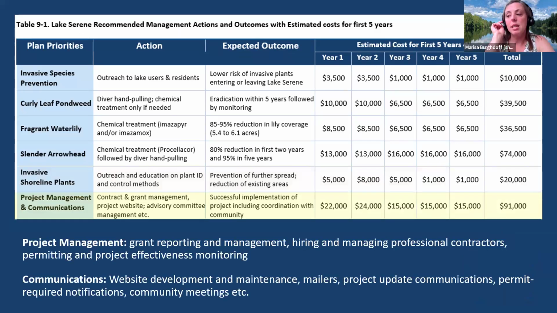Okay, the last piece is that the prices we gave you above are to do the actual work. It doesn't include anything for project management or the communications around the project. And so that's what this last line is. So project management would include applying for grants, reporting and management of them, hiring and managing professional contractors. There's permitting process that we talked about that was pretty extensive. And if you do get any grants, and it's just good practice, you want to monitor to make sure your project's working. So, some on the ground monitoring, just make sure, how did that slender arrowhead treatment work?